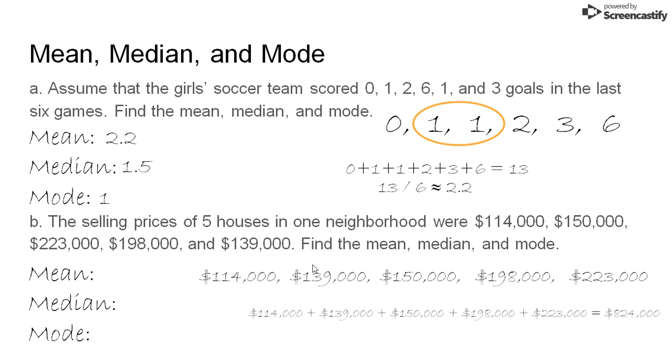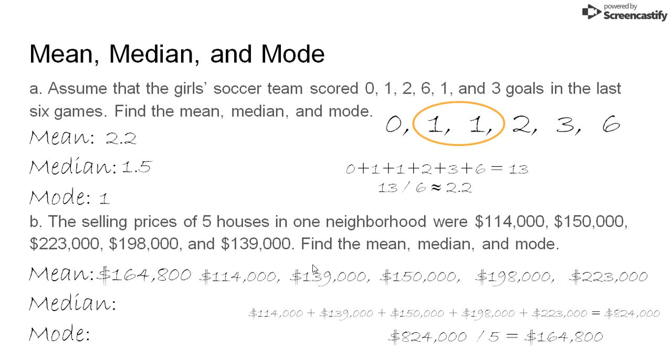When we do that, you end up with $824,000 when you add them all up together. And then before you count that as your answer, you want to remember to divide it by how many pieces of data there are. In this case, there are 5 houses. So we take that 824,000 divided by 5, and you get $164,800. That is our mean.